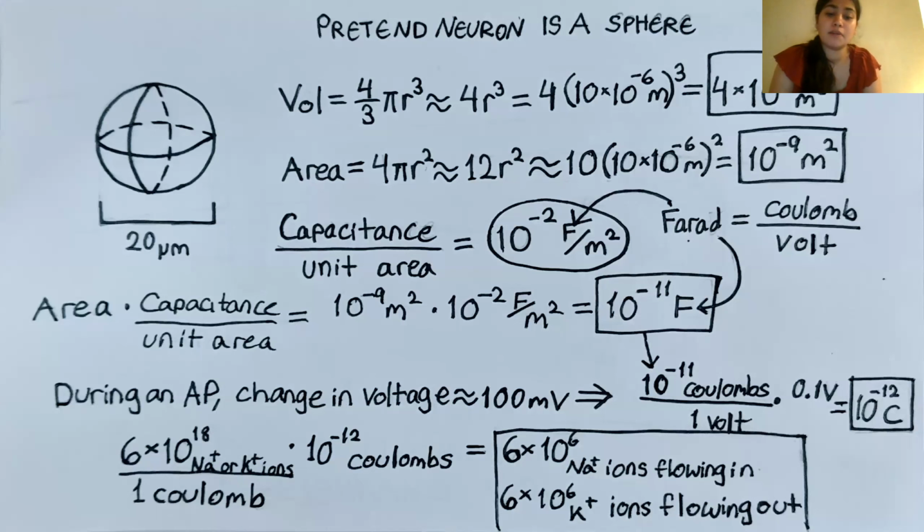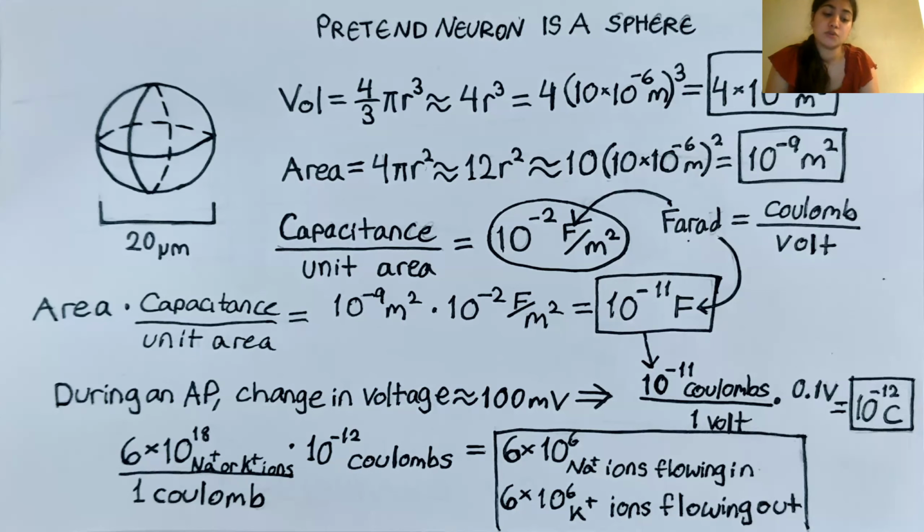To approximate how many ions flow across the membrane of a neuron during an action potential, let's pretend the neuron is a sphere and find the volume of the neuron using the volume of the sphere formula in terms of meters cubed, and the surface area of the neuron using the surface area of a sphere formula in terms of meters squared. Let's assume that the neuron has a diameter of 20 micrometers, so a radius of 10 micrometers.